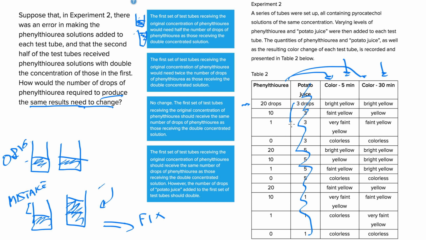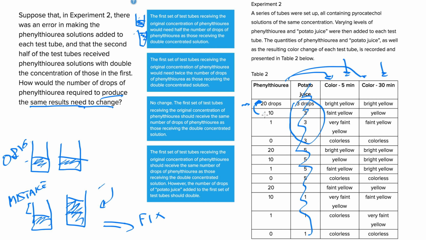If we look at maybe some constants here, when the potato juice remains the same at 3 drops, and we halve the amount of phenolketonuria from 20 drops to 10 drops, the color becomes more faint. Then by definition, when we increase the amount of phenolketonuria, the color becomes more bright if we double it. So it looks like we're going to get a different result by doubling or halving the amount of phenolketonuria. So that doesn't make sense. We can get rid of answer choice A that way.